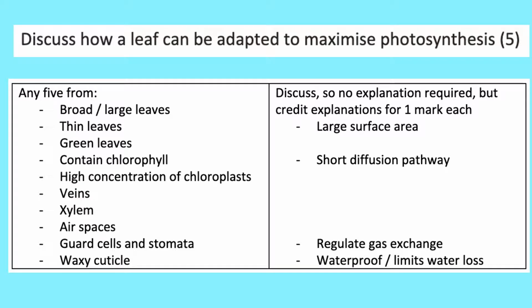You don't want to be talking about the whole plant, so make sure you don't talk about things like extensive root network because this is just specific to the leaf. You don't need to offer any explanation, you'll just get 1 mark for each correct point you give. So I'd maybe give 6 or 7 just to make sure that if you've got a couple wrong, then it will compensate for that and you'll still get 5 marks, 5 correct points.